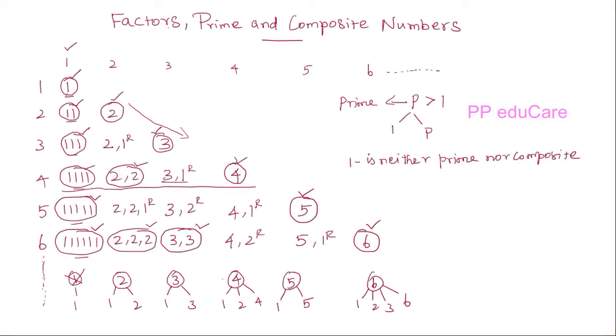Since 2 has exactly two factors, 1 and 2, 2 is prime. And since 3 has the factors 1 and 3 itself, 3 is prime. Here 4 has the factor 2 other than 1 and itself, that is 1 and 4. Therefore, 4 is not prime, that is, composite. Since 5 has the factors 1 and itself, 5 is prime. Since 6 has factors other than 1 and 6, that is 2 and 3, 6 is not a prime number. That is, 6 is a composite number.